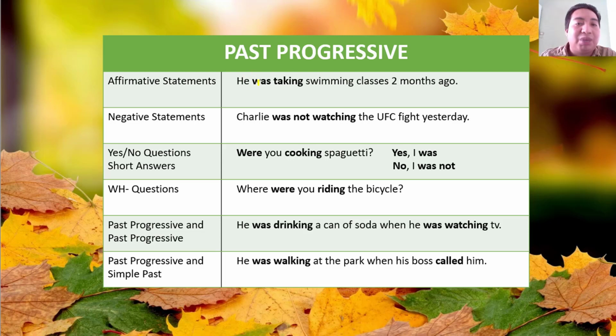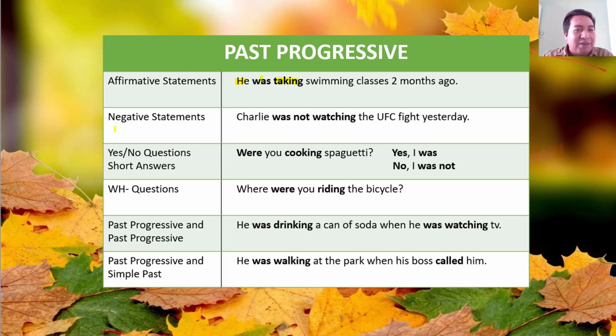So as I mentioned, for past progressive, we use the verb to be in the past. So were or was. In this case, because the subject is he, we are going to use was. So he was what? Taking. We use the verb take, but in this case we add ing. So he was taking swimming classes 2 months ago.